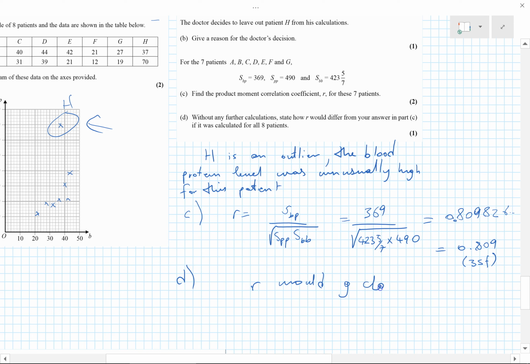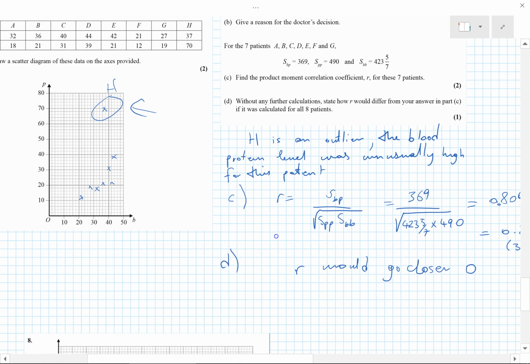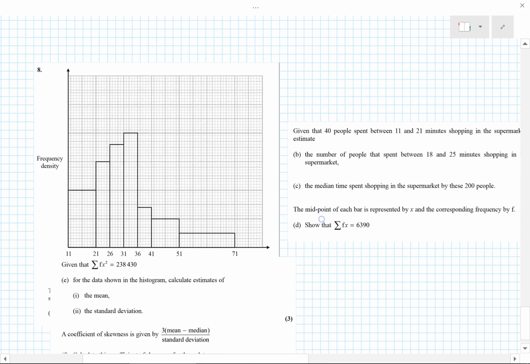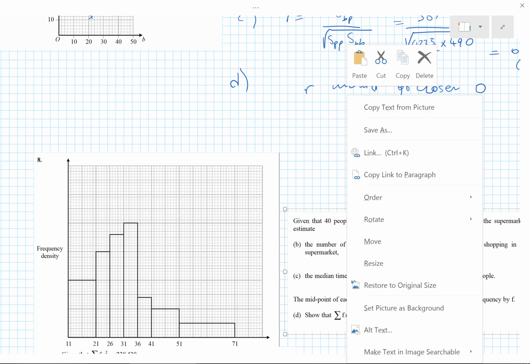If you just said that it gets smaller, that was accepted, or even if you said it would indicate weaker correlation, that was accepted here as well. Okay, the next question I think we will do in the next video. It's on histograms, and it's quite a long question, so we'll do that in a separate video to come.